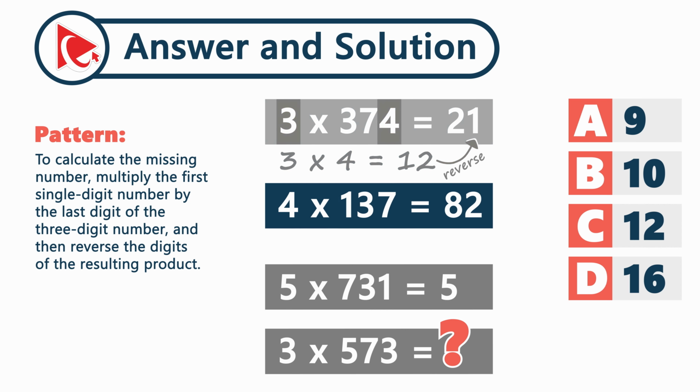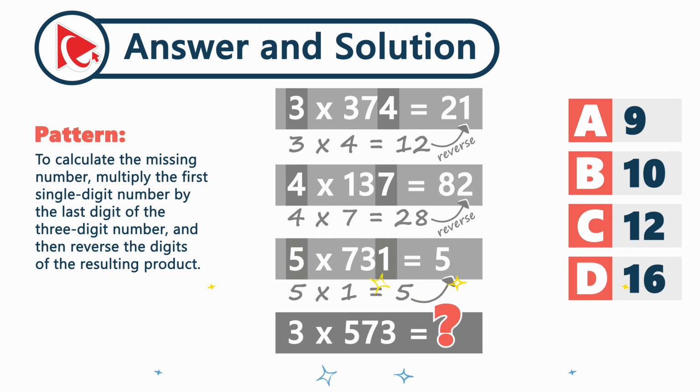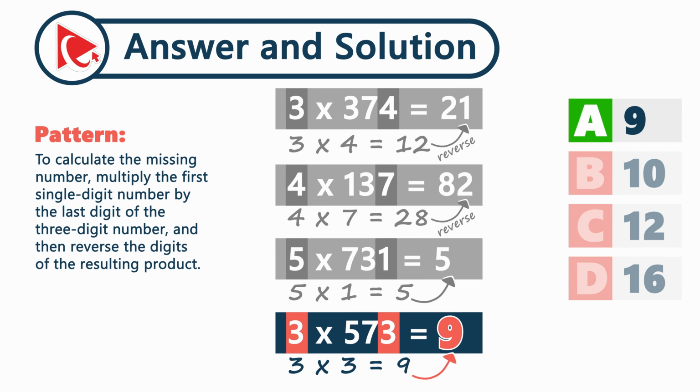Let's look at other expressions to confirm the pattern. 4 multiplied by 137 equals 4 multiplied by 7 and equals 28. 28 reversed is 82. 5 multiplied by 731 equals 5 multiplied by 1 and equals 5. Since 5 is a single-digit number and cannot be reversed, it stays as 5. And, as you might have guessed, this information would be very helpful to calculate the missing number. And guess what? Now is the magic time to calculate the missing number. 3 multiplied by 573 equals 3 multiplied by 3 and equals 9. So the correct answer here is choice A, 9.